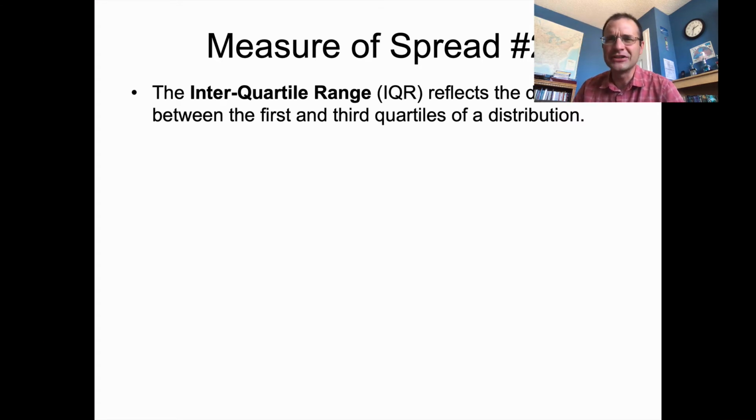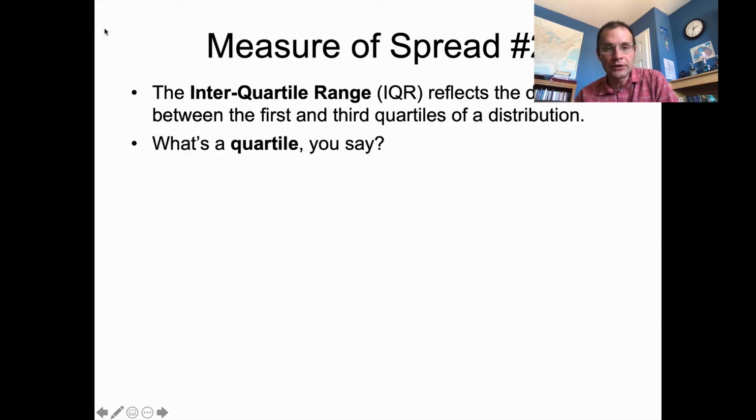Range in general is, like I said, fairly simple, but also maybe not that informative about what's going on inside the distribution. The interquartile range is a way to take a look at more of what's going on inside the distribution by calculating these values known as the first quartile and the third quartile.